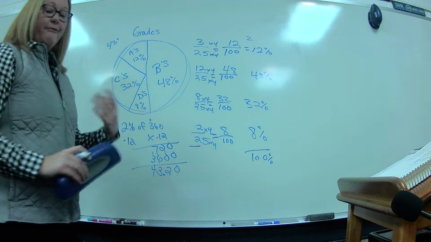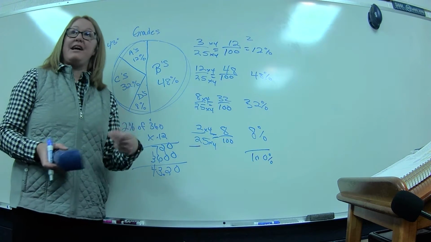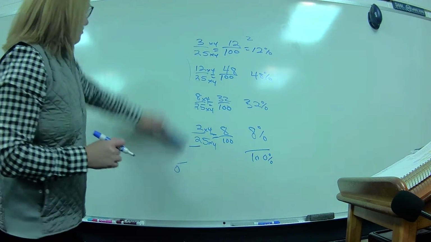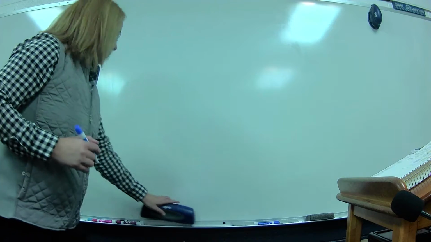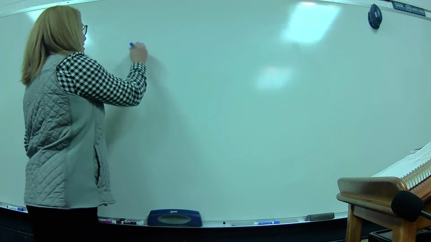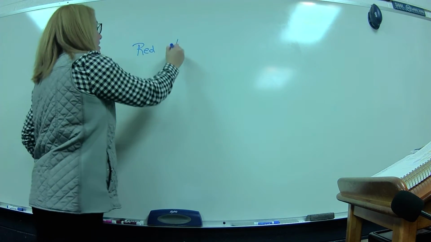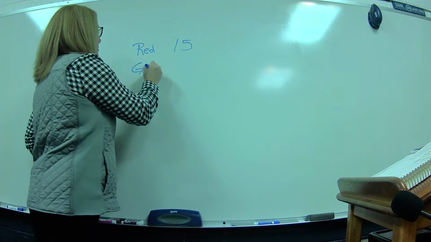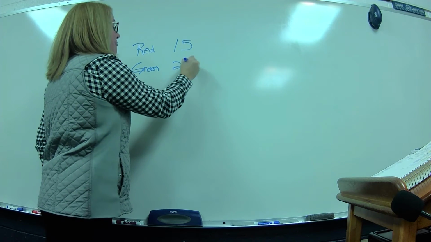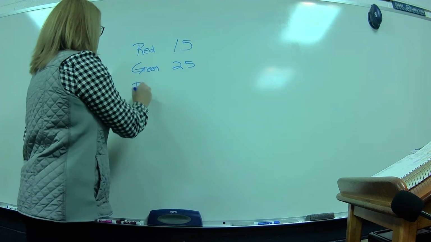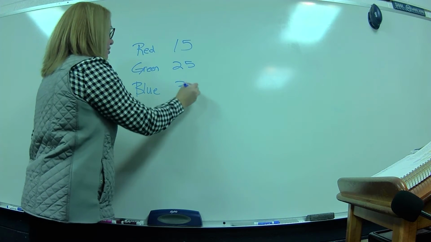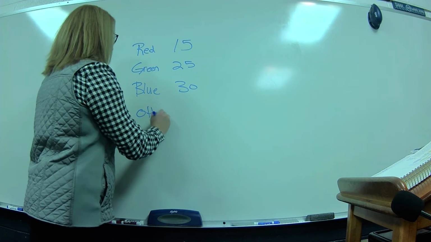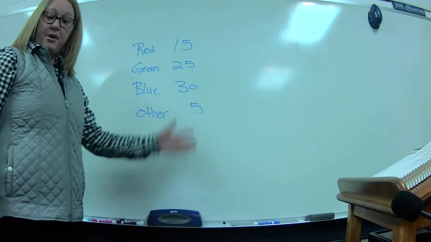Let's do favorite colors. So again, we need to find out how to find that percentage. All right, so say we surveyed a group of people. 15 people said they liked red. We have green. 25 people like green. We have blue. 30 said blue is my favorite. And so 5 other people said they like some other color.